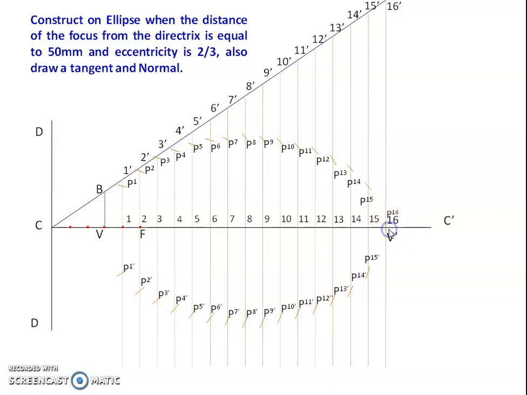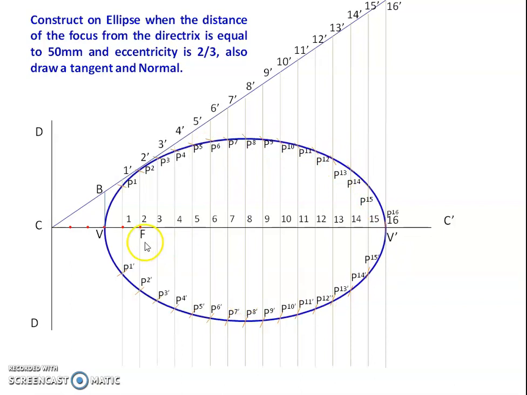Now this is the V dash, that's the mark. Then you draw one smooth curve. The curve will be passing through V, P1, P2, P3, P4 up to V dash. Again the line is passing through 15 dash, 14 dash, 13 dash, 12 dash up to V. So the line will be a smooth curve, passing through the intersection areas. So now we have obtained the smooth curve of the ellipse.